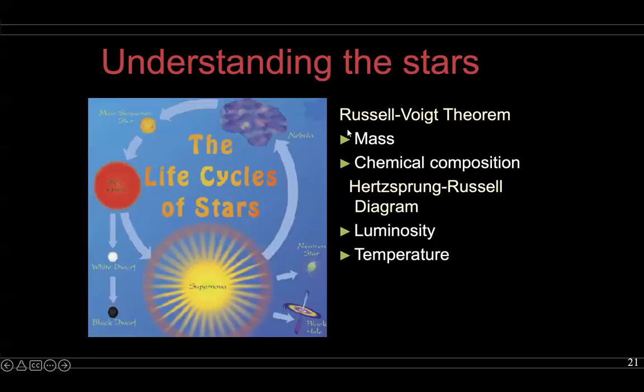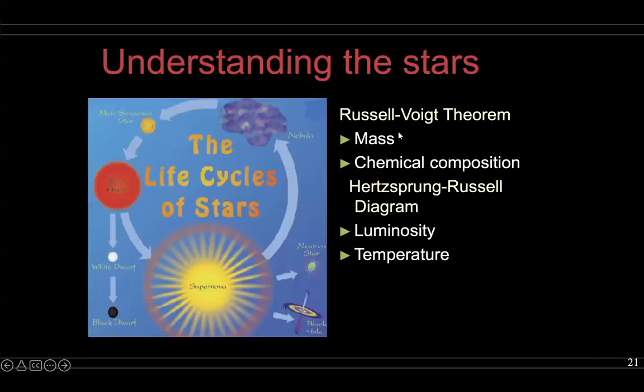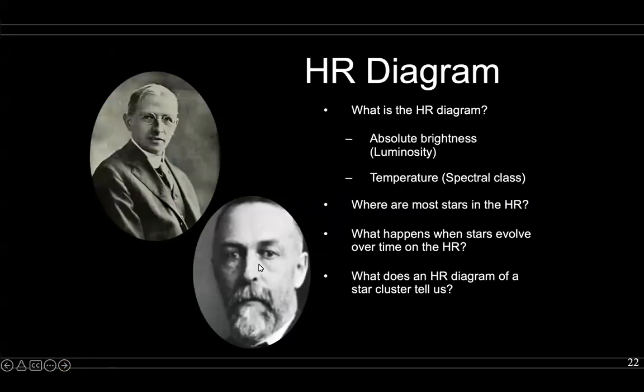If we want to study stars, what we use is something called the Russell-Vogt theorem. The Russell-Vogt theorem states that for a star, the most important components are its mass and its chemical composition. Exactly this is what gets translated into the HR diagram, which we are talking about today, where we have the luminosity versus the temperature. So this is Hertzsprung and this is Russell. They plotted this diagram with luminosity on the y-axis and temperature on the x-axis. You can see where the stars are located in the HR diagram, what happens when stars evolve in the HR diagram, and we'll also see what the HR diagram of a star cluster tells us.